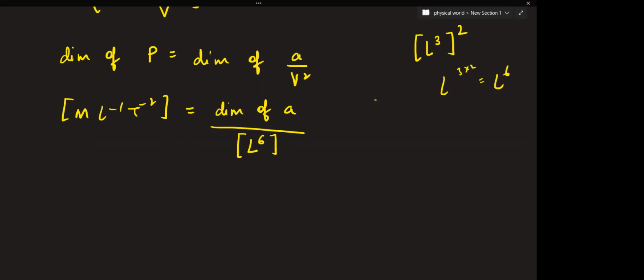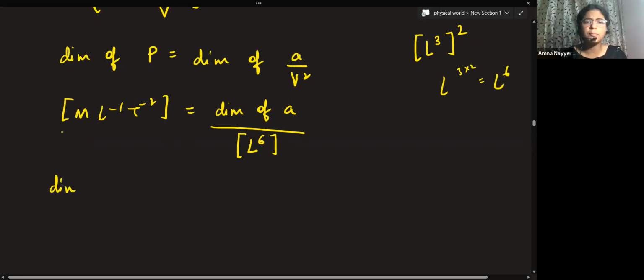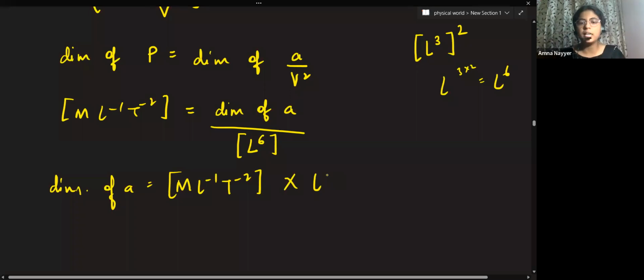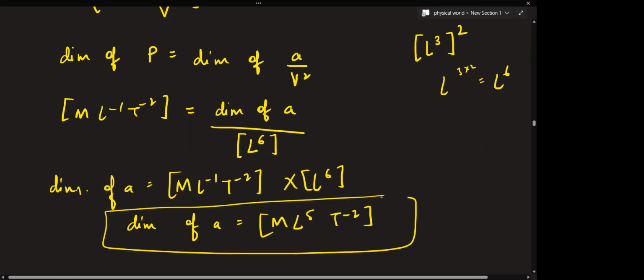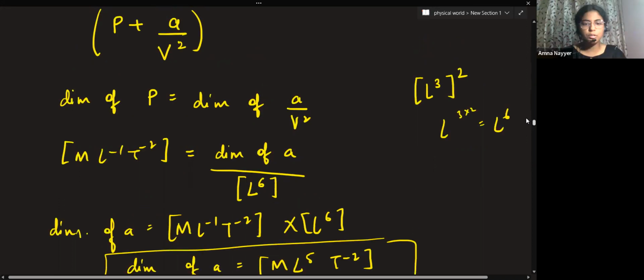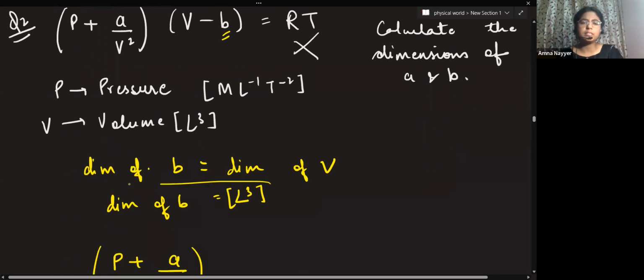Now this question is easier. Dimensions of A: just multiply this term by this. Dimensions of A will be M L to the power minus 1 T to the power minus 2 multiplied by L to the power 6. So the dimensions of A is M L to the power minus 1 plus 6, means 5 only, T to the power minus 2. Clear? Yes, ma'am. So this will be the dimension of A, and the dimension of B was very easy.